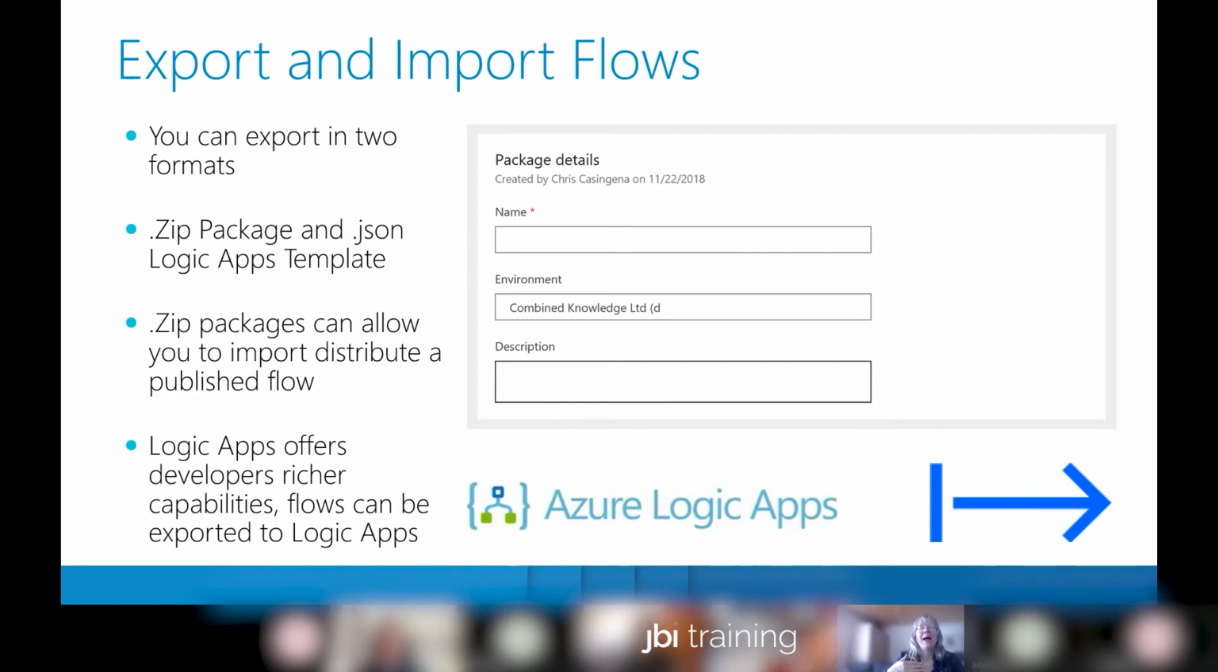Export gives you a couple of ways of exporting that package. You can either export it as a zip or as a JSON Logic Apps template, and then you can import it back into Power Automate, or you could take it into Azure and start proper coding with that flow as a start point. If you need to go beyond what we've been able to do in Power Automate, you can export that as a JSON package and import it into Azure Logic Apps.